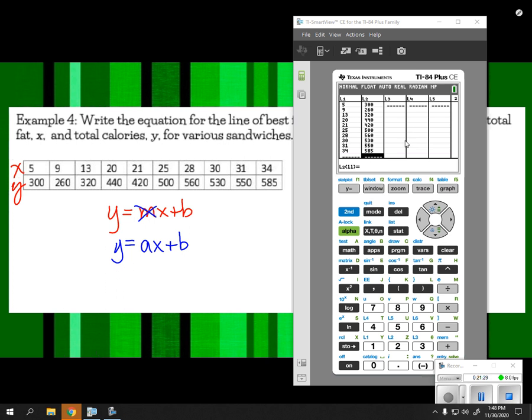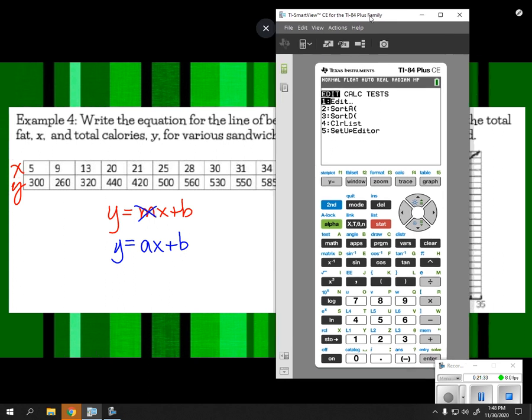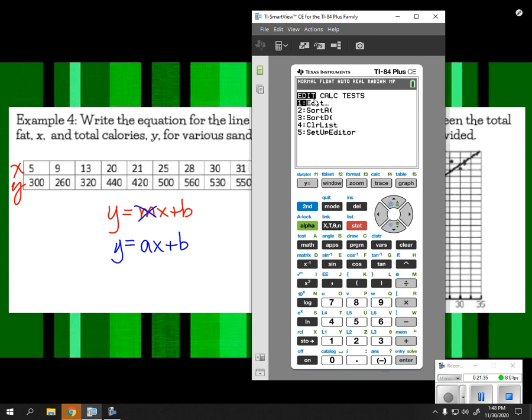All right, so what we're going to do is hit stat, because this is all about stats, right? And then we're going to go right over here to calculate, and we want to calculate a linear regression.